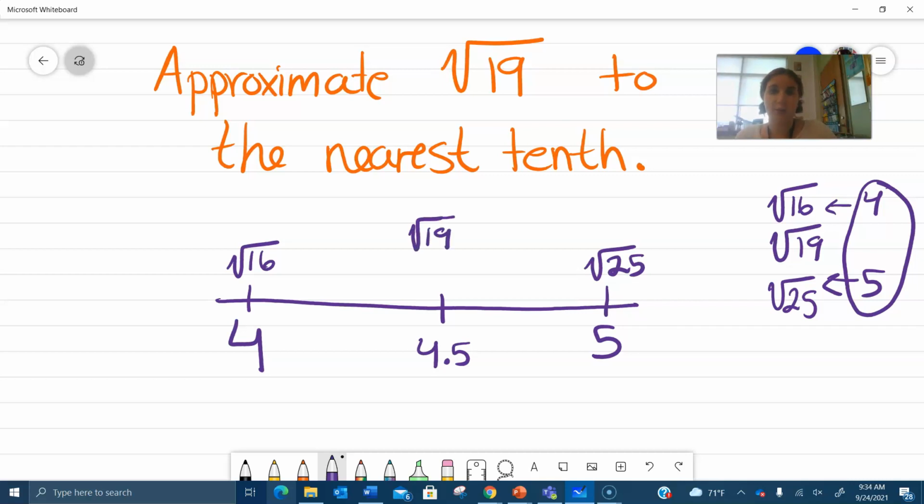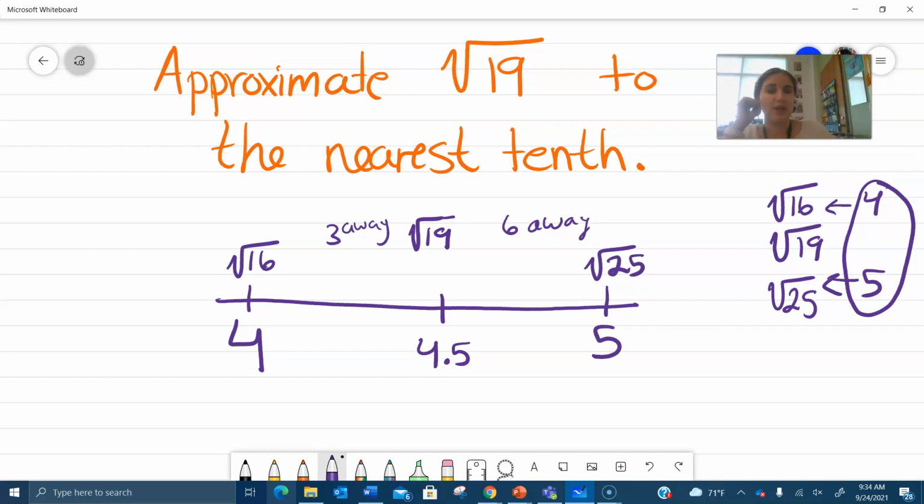All right, so let's figure out what it's closer to. Is it closer to the square root of 16 or is it closer to the square root of 25? How far away is 16 from 19? Well, 16 is 3 away from 19, so this is 3 away. How far is 19 from 25? That's 6. So I have 6 numbers away.